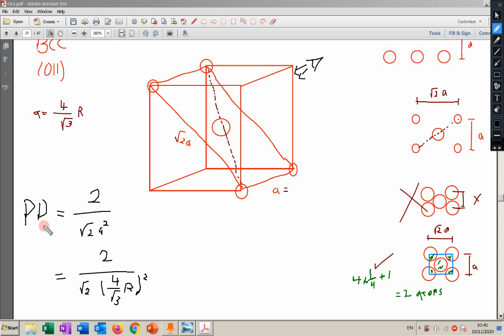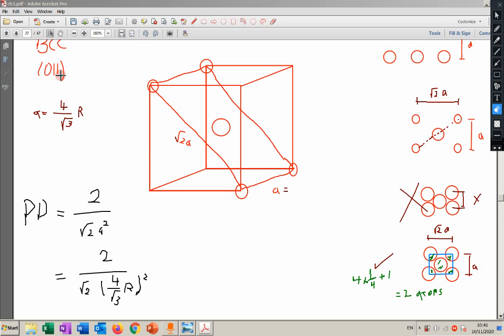Now, the way that we explained family of direction, the same thing is true for family of planes. Family of planes is the same as family of direction. Remember, family of direction, they had similar linear density. So when you see the family of plane, they also have the same planar density.